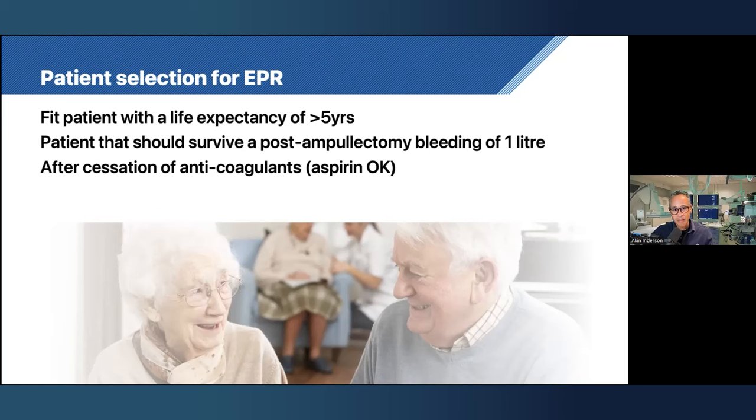Now, back to the patient selection. I cannot stress that enough. You need to have a patient who is fit for surgery or for your procedure, with a life expectancy of at least 5 years, I would think. A patient should survive a post-ampullectomy bleeding of 1 liter, and you need to be in a position where you can stop anticoagulants for a couple of days. Aspirin is okay. So take care in your patient selection.